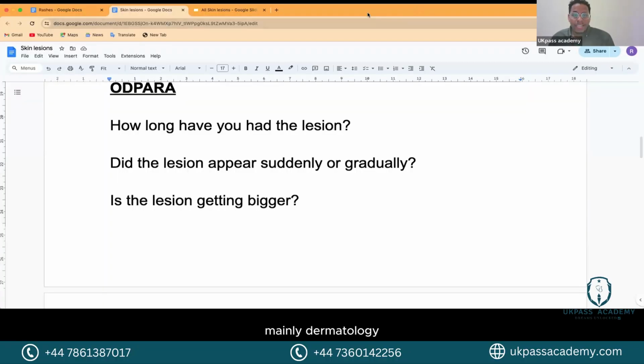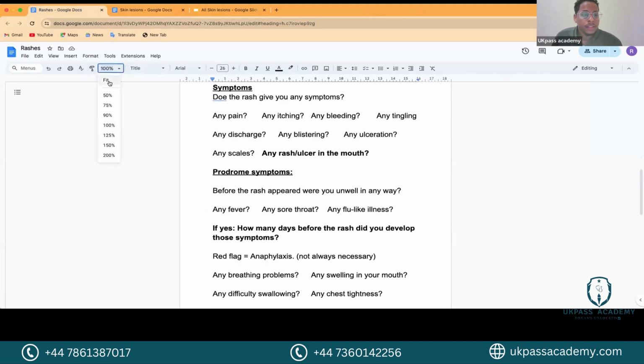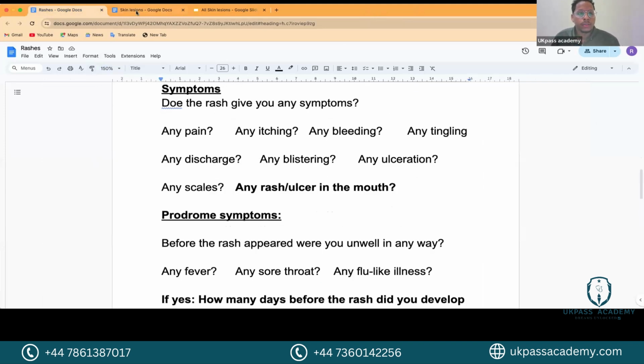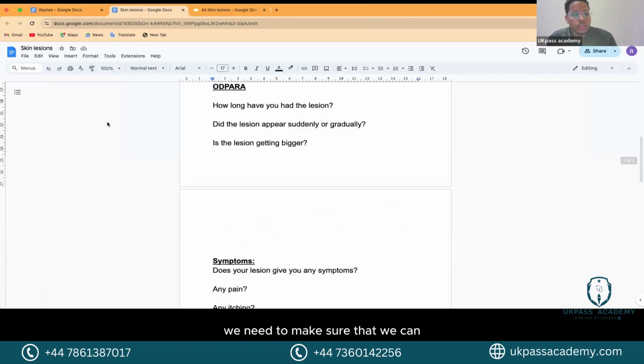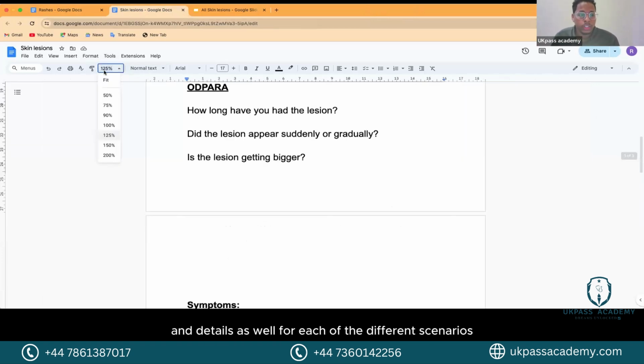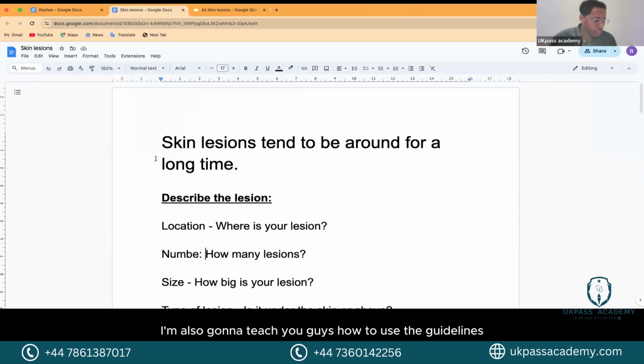lesions, mainly dermatology, skin lesions and rashes, the history taking, as well as simulations. When my colleagues join, we'll be doing simulations from around 9:30 onwards for every other scenario. But firstly, we need to make sure that we can, and then we'll talk about the managements in detail as well for each of the different scenarios. So that shouldn't be too difficult. I'm also going to teach you guys how to use the guidelines and different things like that for your preparations.